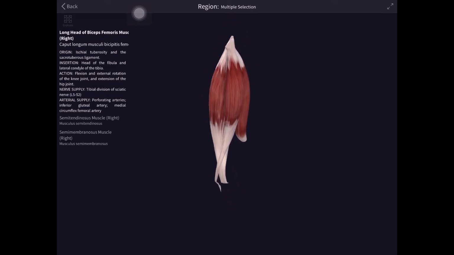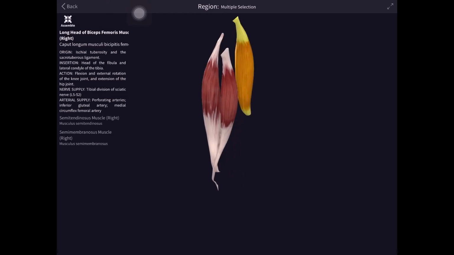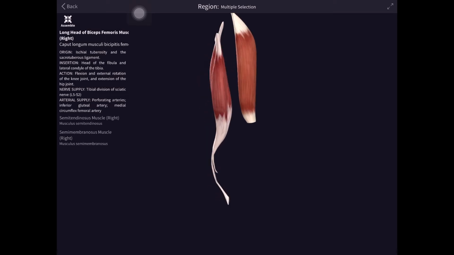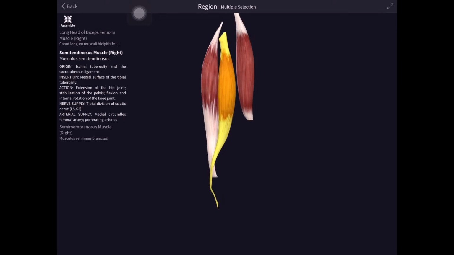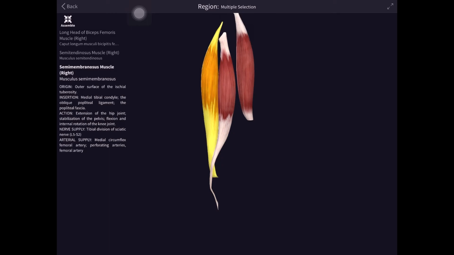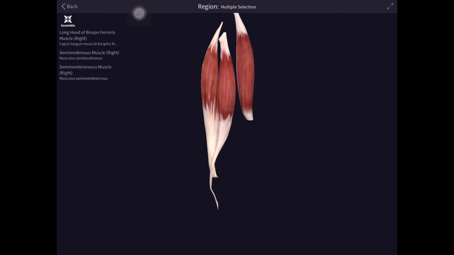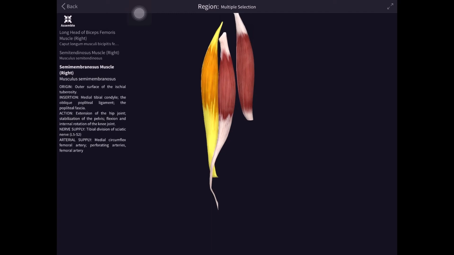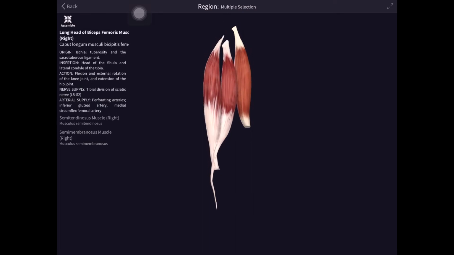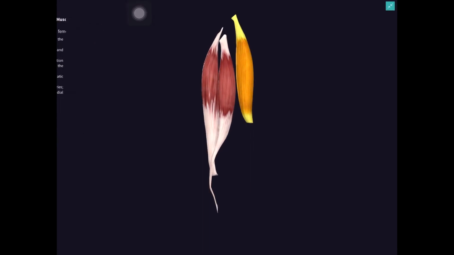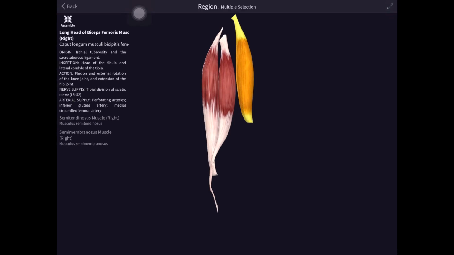You see, this is how the attachment is. If you keep it like this, it doesn't look clear, but when we explode this, then you see. Now this one is your long head here. This one is your semimembranosus, and this is the semitendinosus. See the tendon, the long tendon, and this one here is the long head. Fine. Okay, so this is about those.